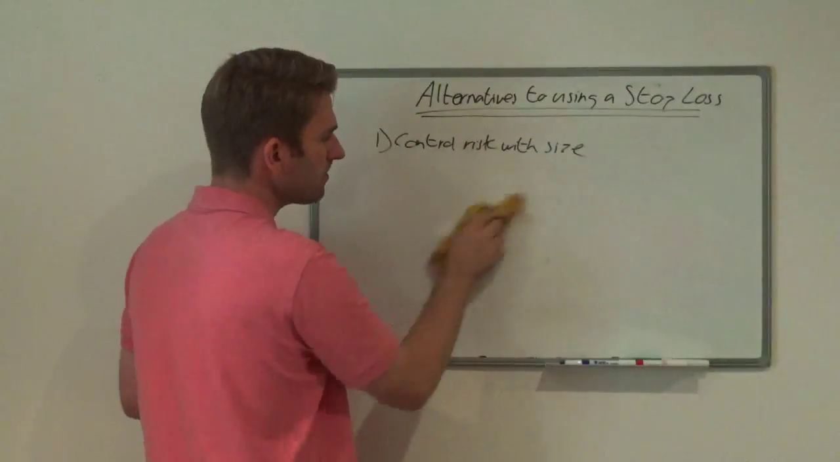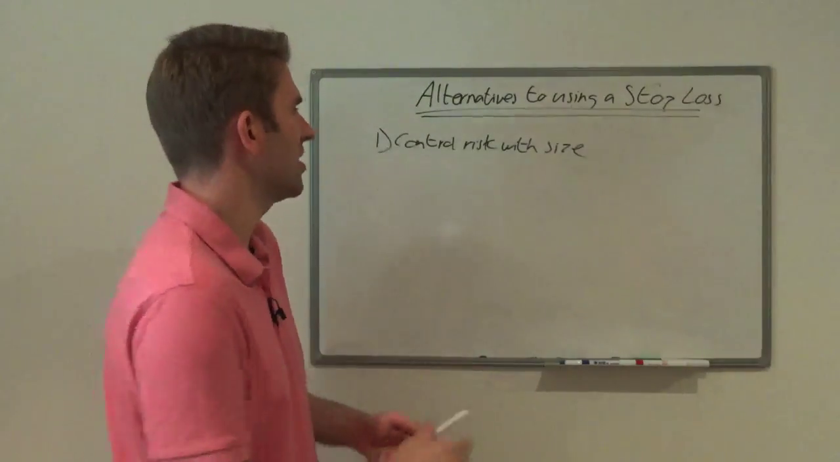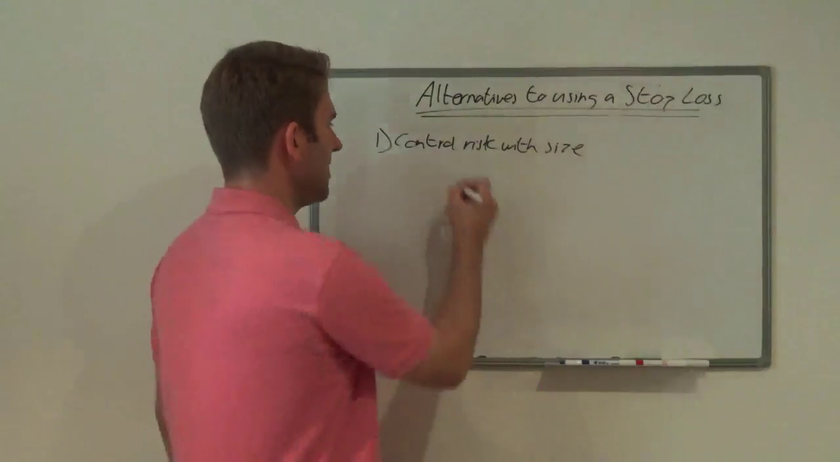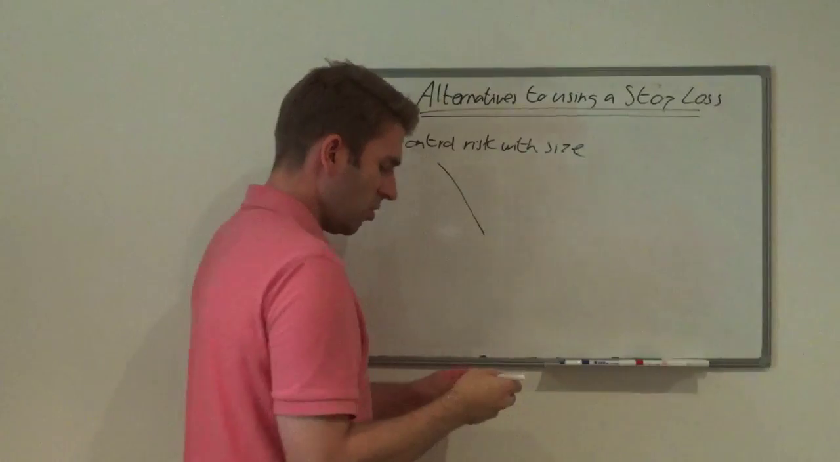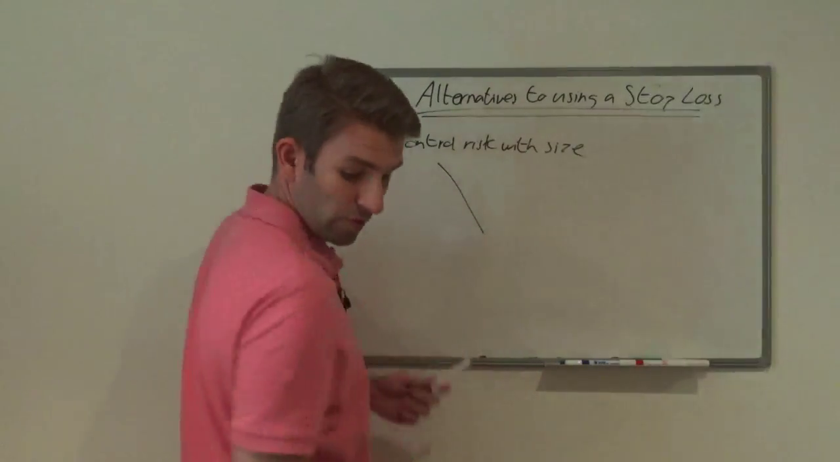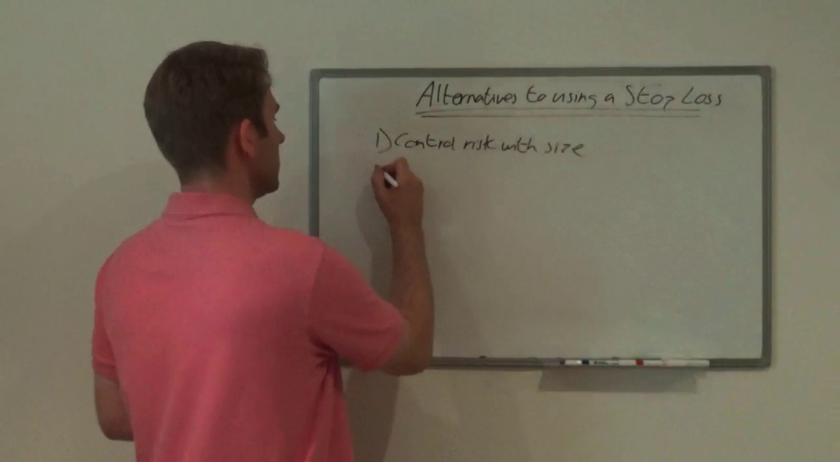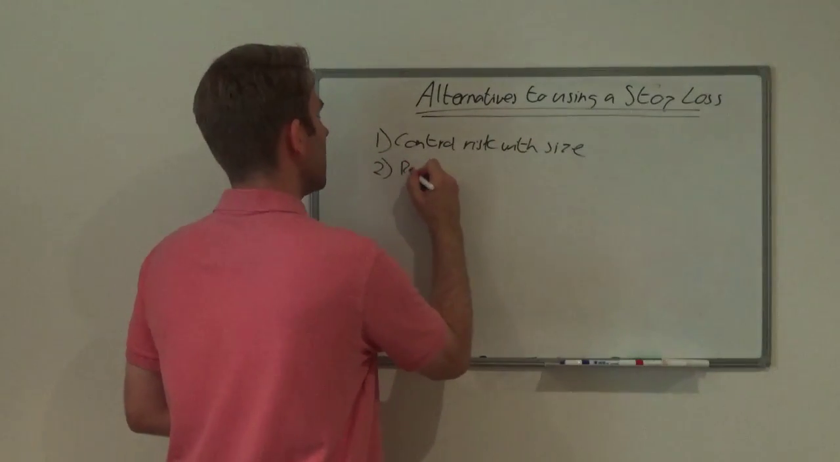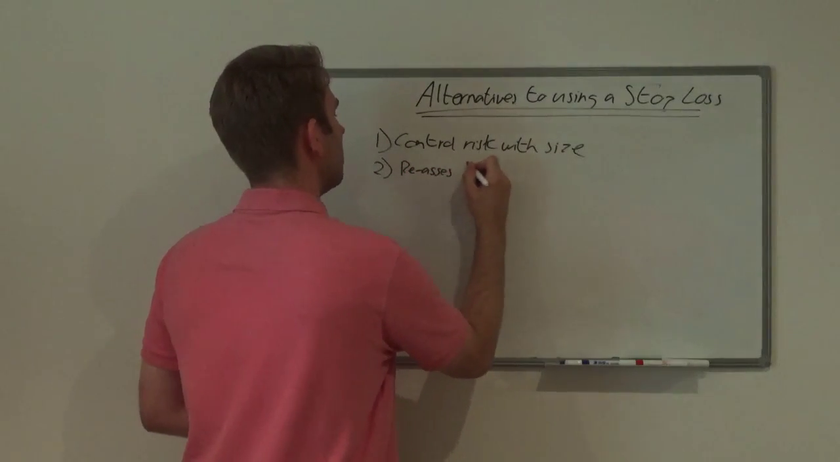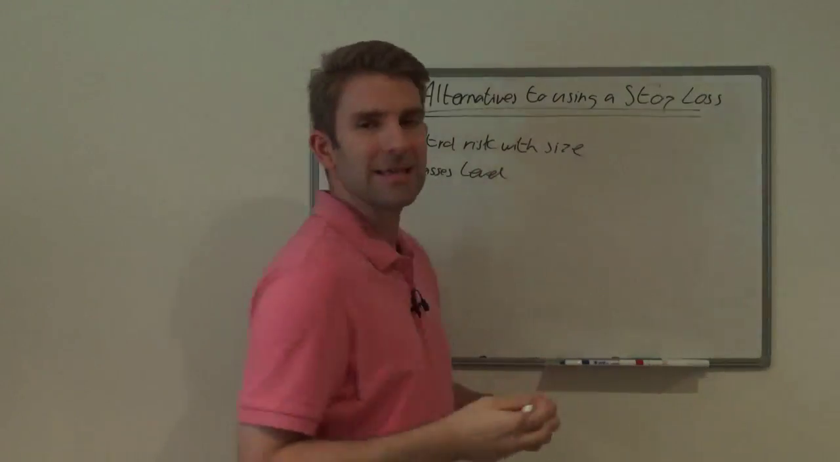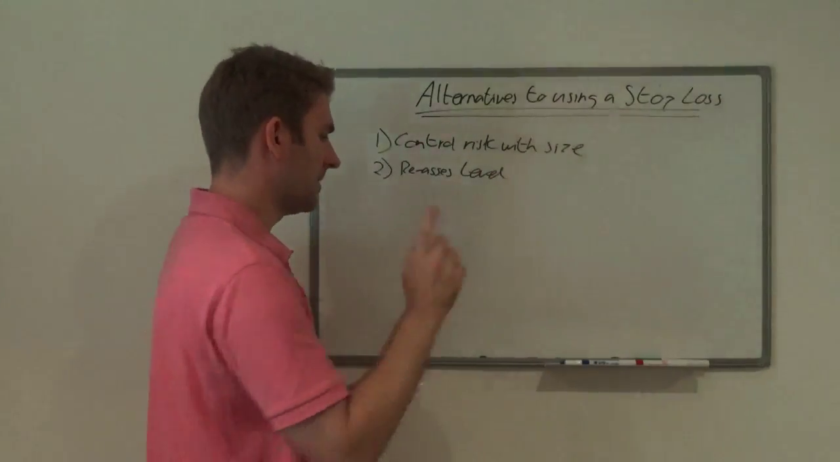Okay, so that's that. Another one with the same kind of strategy, controlling risk with size, is that if the trade goes against you, you have, in fact, we'll call this number 2, guys, because it's probably really a separate one, isn't it? Number 2 is we have a reassess level. I quite like this, to be honest. I'll show you why.